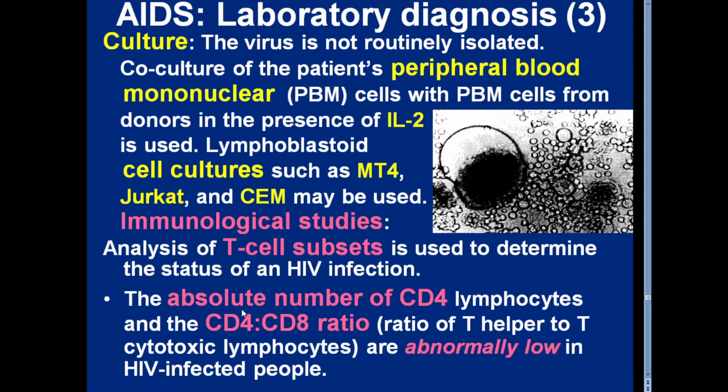Viruses are co-cultured with the patient's peripheral blood mononuclear cells, or with cells from donors, in the presence of interleukin-2. Lymphoblastoid cell cultures such as MT4, Jurkat and SIM can also be used.